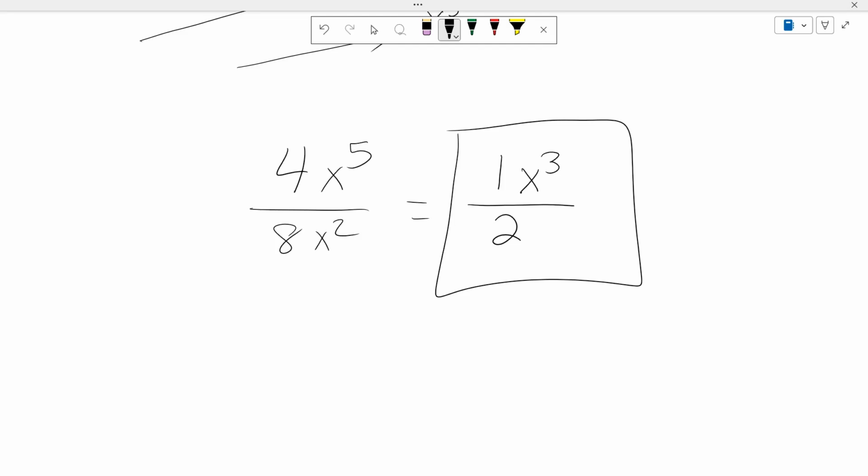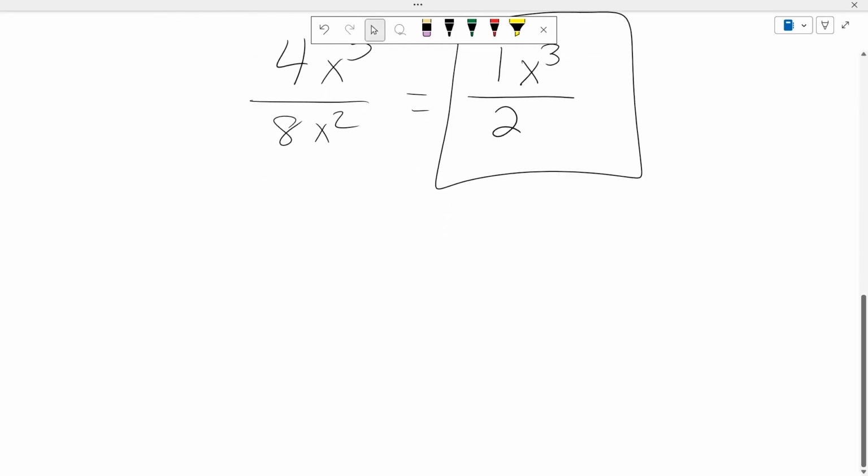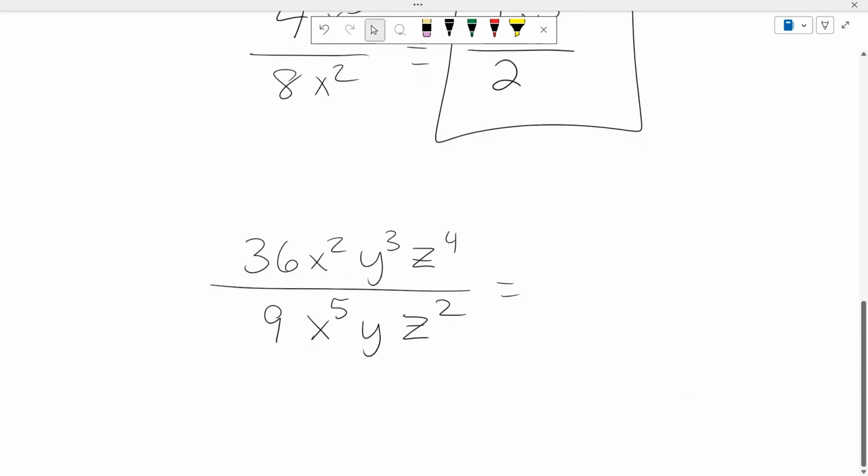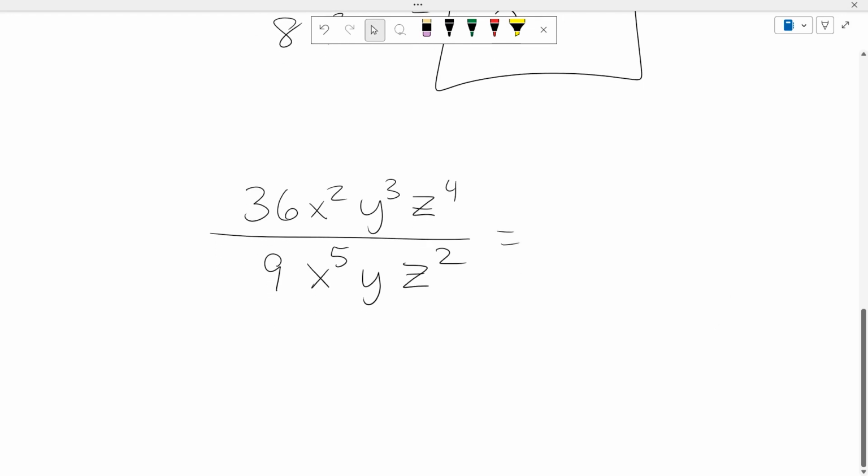This is very light work, Mr. Beersbach. Okay. You're sure it's light work? That problem was light work because if we had 36 x squared y cubed z to the fourth power over 9x to the fifth y z squared. I'm not doing this. This is on the worksheet. This is on the worksheet? And on the test, semester test. Bro. All right. And as David said, this is still light work.